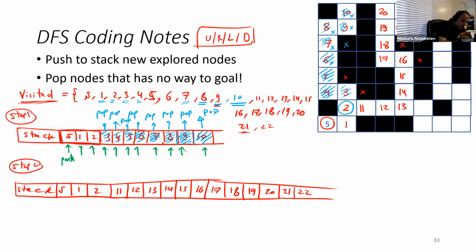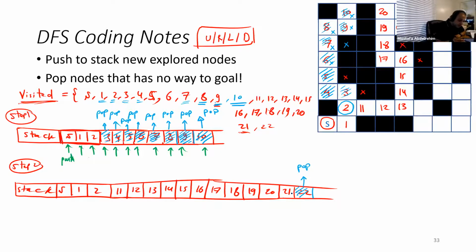So we know this is not the goal. So we're gonna pop 22 from the stack. So we make a popping here. So 22 is popped. Now the head of the stack is 21 again.